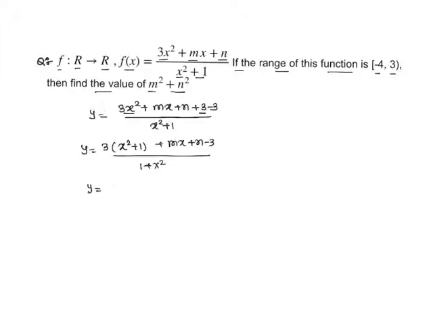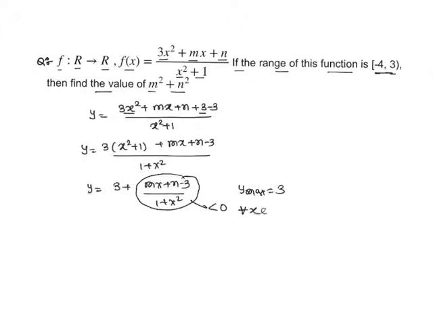So y equals what will come? 3 plus mx plus n minus 3 divided by 1 plus x square. Now given is what? Maximum value is what? 3. So y max is what? 3. That means this expression should be what? Should be less than or equal to 0 for all x belongs to R. So we can say mx plus n minus 3 divided by 1 plus x square should be less than 0 for all x belongs to R.